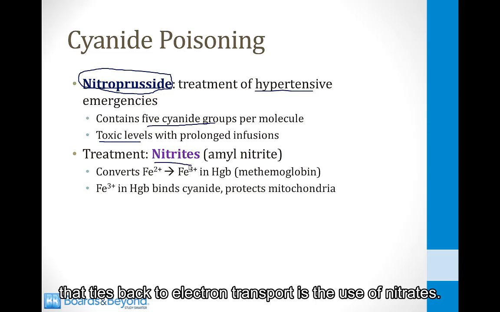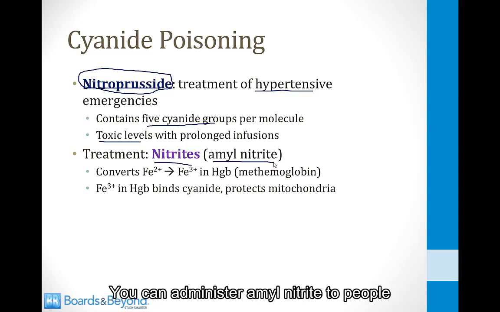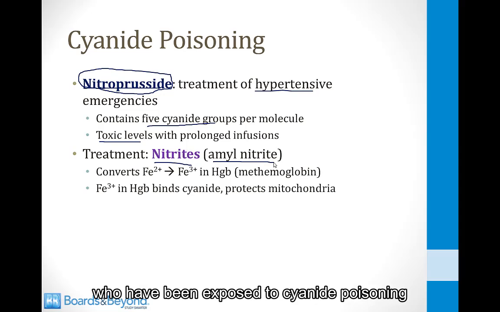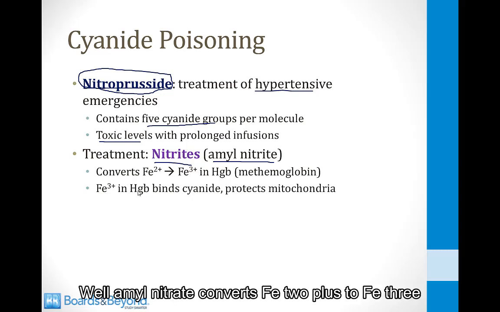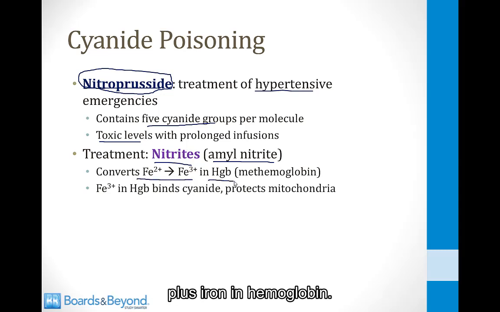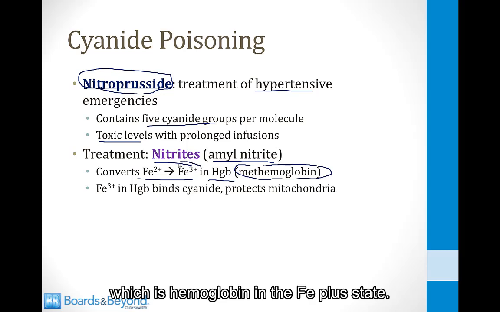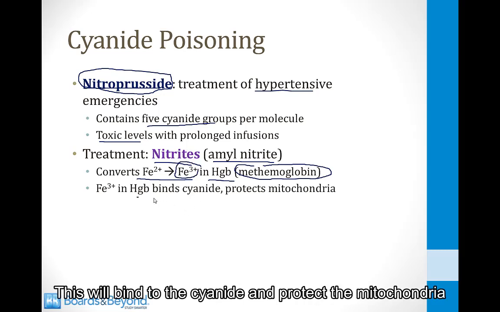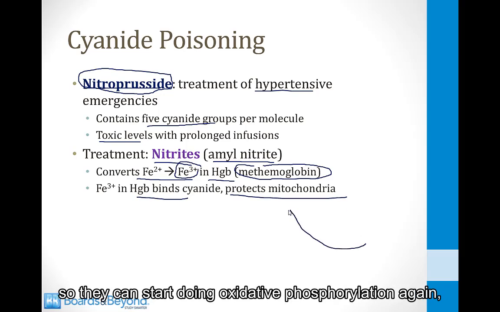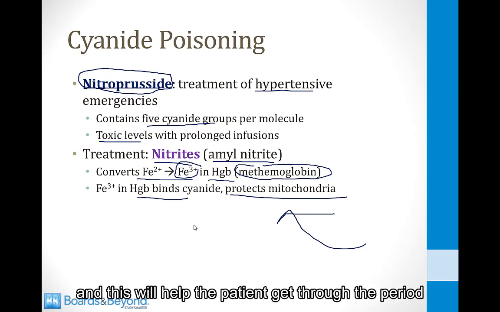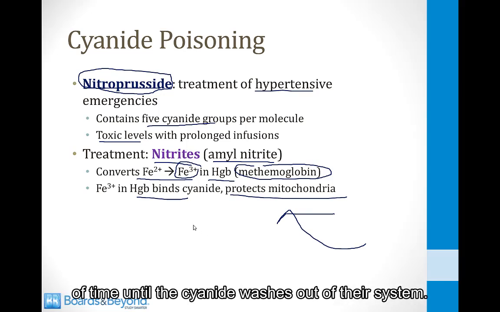And an interesting treatment of cyanide poisoning that ties back to electron transport is the use of nitrites. You can administer amyl nitrite to people who have been exposed to cyanide poisoning. So why does that work? Well, amyl nitrite converts Fe2+ to Fe3+ iron in hemoglobin. In other words, it creates methemoglobin, which is hemoglobin in the Fe3+ state. This will bind to the cyanide and protect the mitochondria so that they can start doing oxidative phosphorylation again. And this will help the patient get through the period of time until the cyanide washes out of their system.